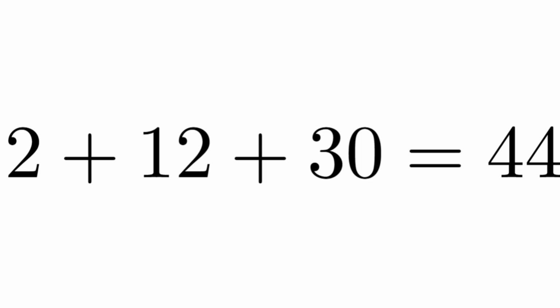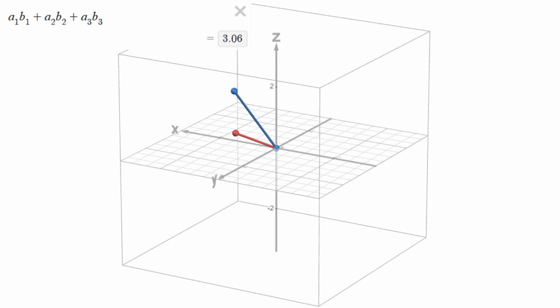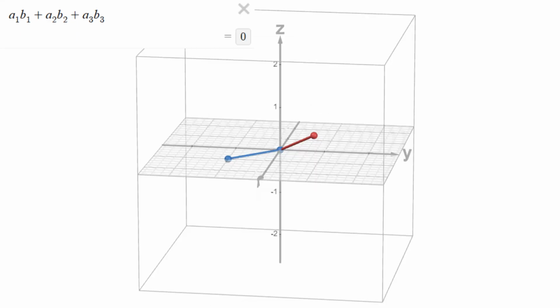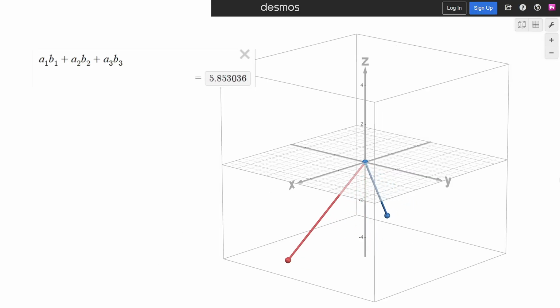Now, this result can tell us a fair bit about the 2 vectors. If the result is positive, it means the angle between the 2 vectors is acute, while if it is negative, the angle is obtuse, and if it is 0, they are at a right angle. I'll show here 2 vectors moving with their dot product.